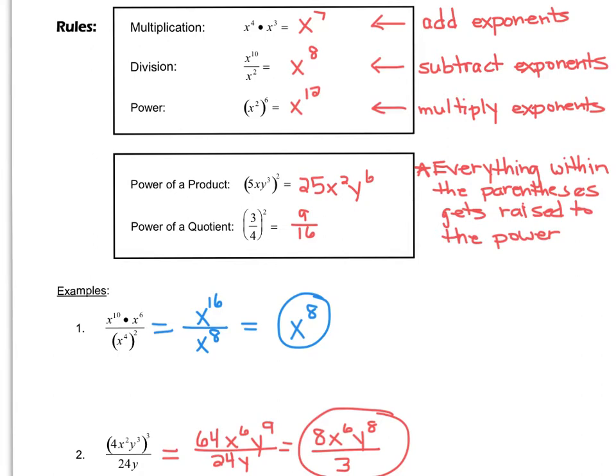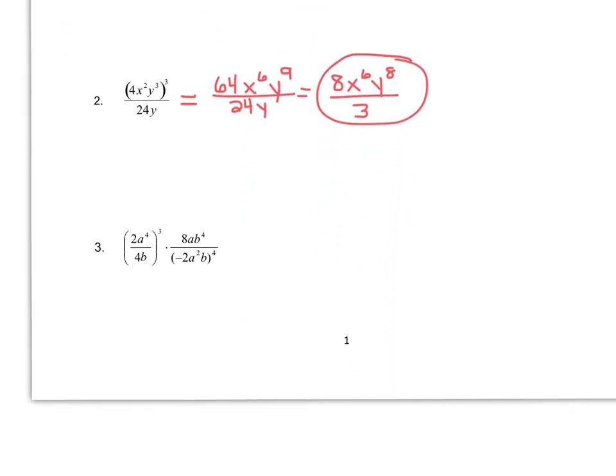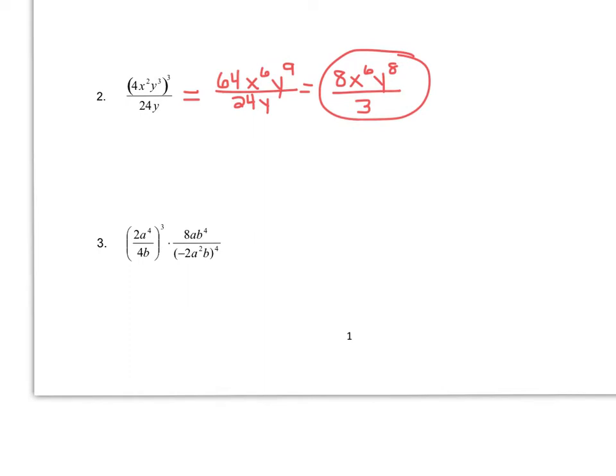All right, let's take a look at number 3. We have a couple things going on here, so I'm going to just take it one step at a time. Let's look at this first fraction. This first fraction is being raised to the 3rd power. And remember, since we have parentheses here, you have to raise every term within the parentheses to the 3rd power. So let's do it.